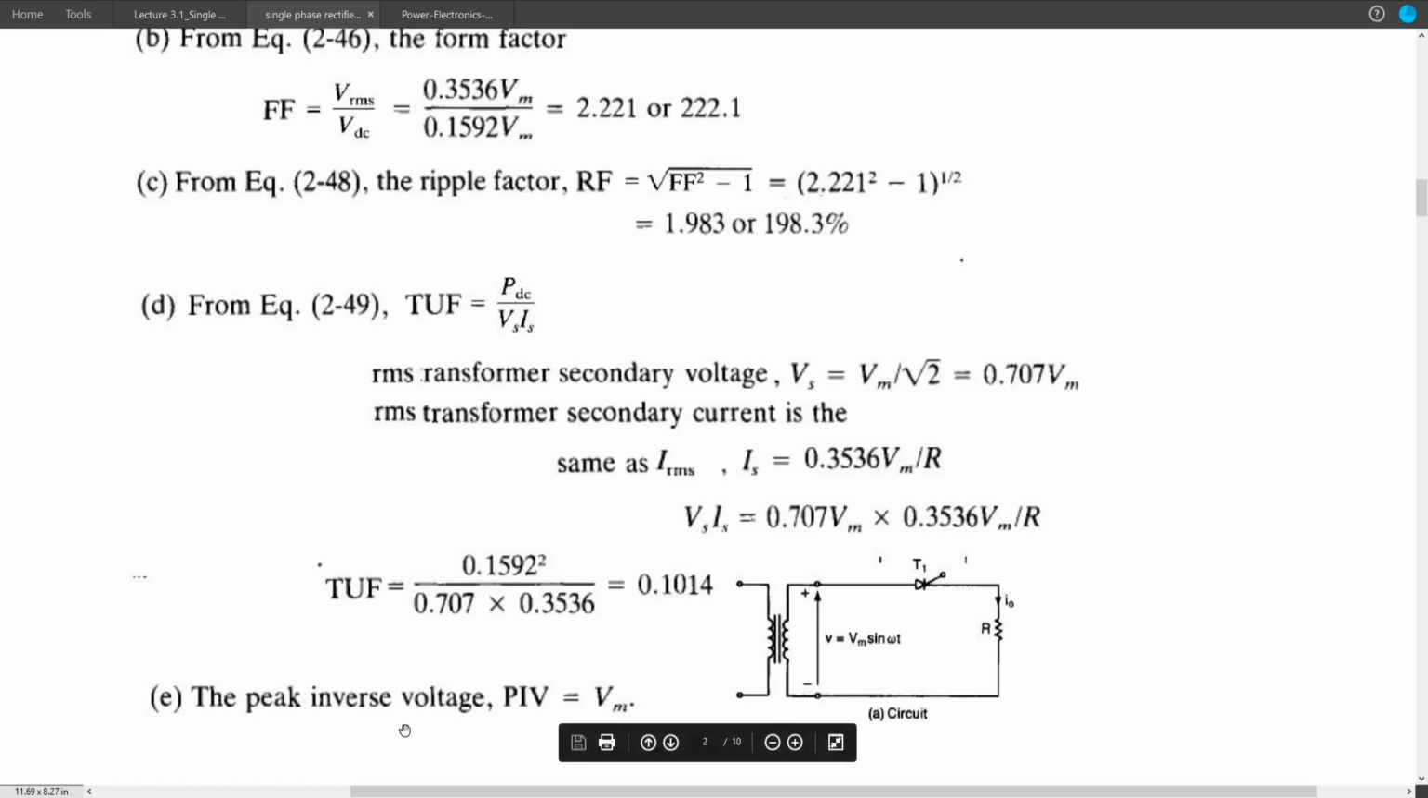The last one is peak inverse voltage. So this is obviously the maximum voltage of this waveform, which is Vm. The thyristor must block this Vm in order to block the reverse bias cycle or second half cycle.